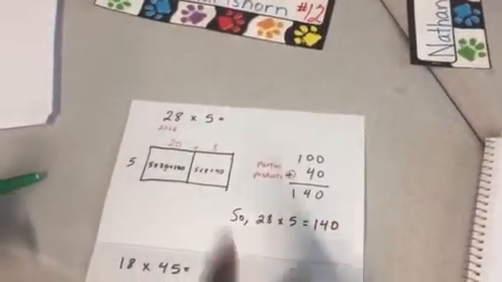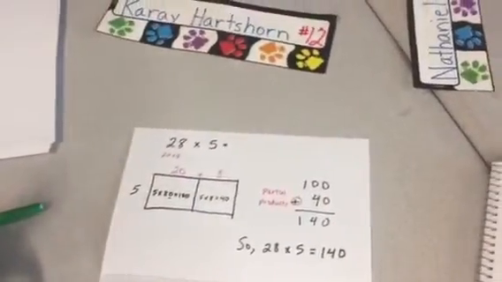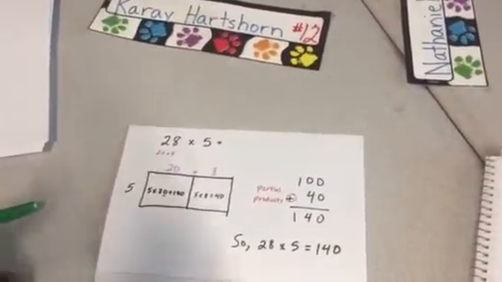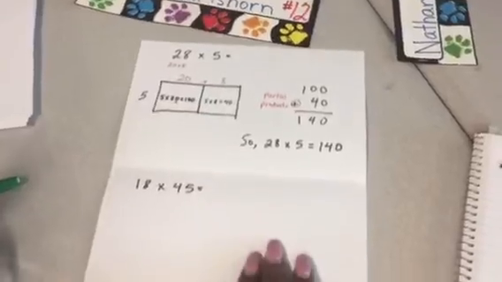That's 2 digits times a single digit. That's what we were doing all last week. This week we've moved on to 2 digits times 2 digits. The setup is basically the same. First we have our 18, which we would break apart into a 10 plus an 8, and 45 would be a 40 plus a 5. Now I'm going to draw the open array. I know I have 2 parts horizontally, and now I'm going to have 2 parts vertically.